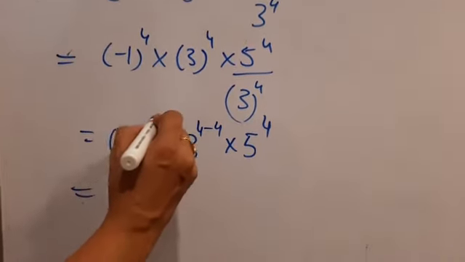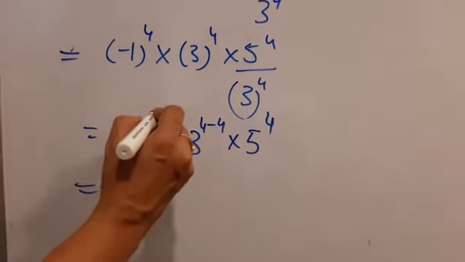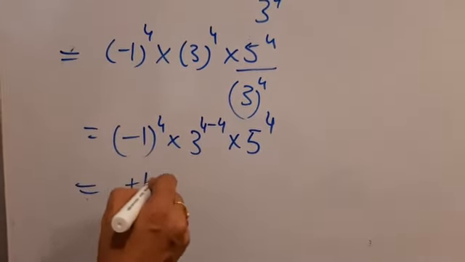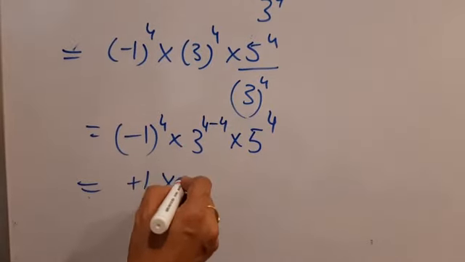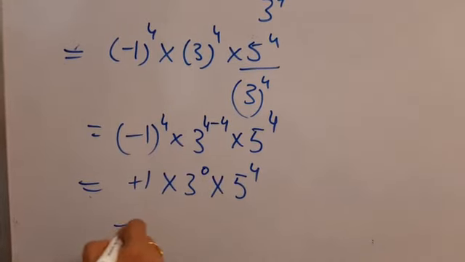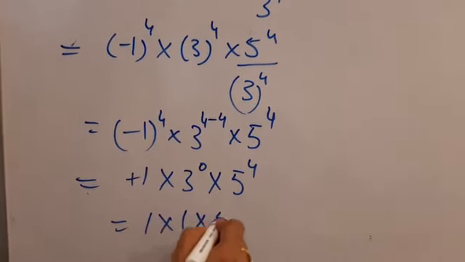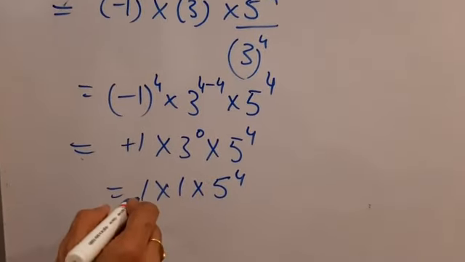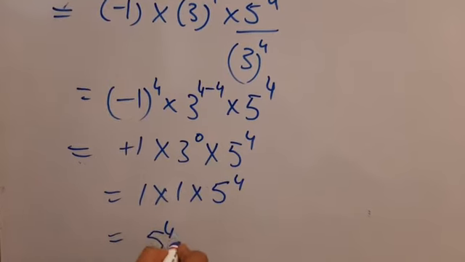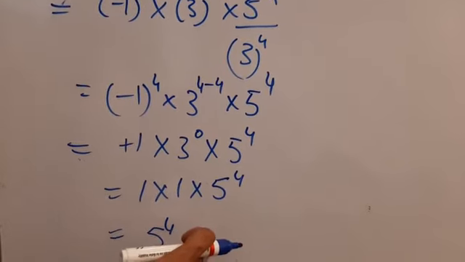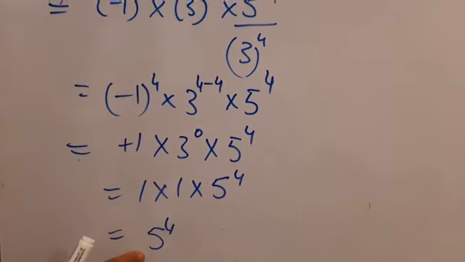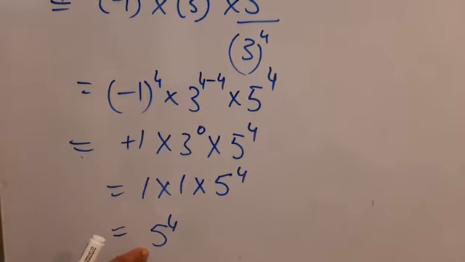So minus 1 raised to power 4: if minus 1 is raised to an even power, it will become positive 1. The result will be positive then. And 3 raised to power 0 means 1. You can write it as 3 raised to power 0, 5 raised to power 4. Next step, 1 into 5 raised to power 4. Now we have to simplify. So the result is 5 raised to power 4, because in the question it is asked that you have to give the answer in exponential form. So the result you will write only in exponential form. So this is the result.